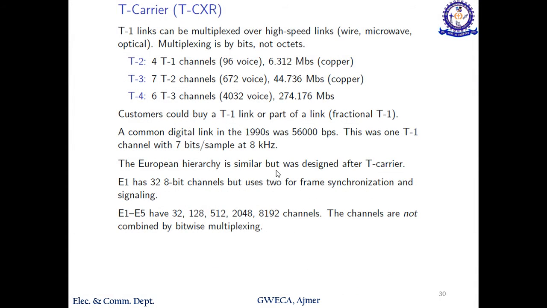T carriers can be multiplexed over high speed links such as microwave and optical, multiplexing by bits, not octets. After T1 come T2, T3, T4. T2 has 96 voice channels, and T3 has 672 voice channels, with data transmitted at these megabit speeds, up to 274.176 megabits per second. The customer could buy a T1 link or part of it, a fractional T1.